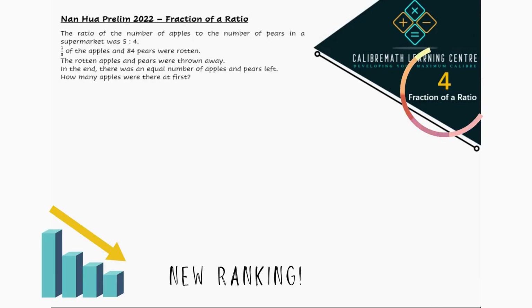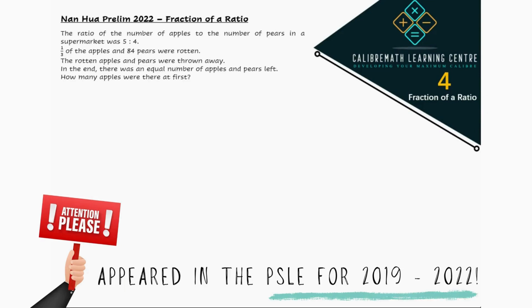As for the fourth strategy, we have fraction of a ratio. This strategy did not appear in as many school exam papers in 2022, which is why it has experienced a slight dip in its ranking. However, it is important to note that fraction of a ratio has appeared in the PSLE paper for the 4th consecutive time. As we mentioned in 2022, this strategy is relatively straightforward to apply, even for a 4-mark question like this one presented here. As we dive into this question, you will see just how straightforward it is to secure 4 marks for this question.